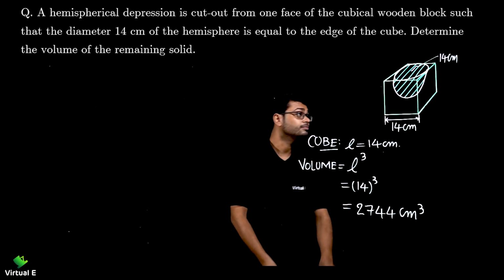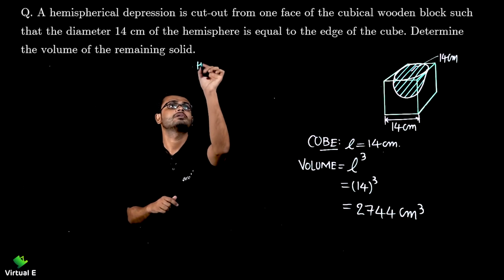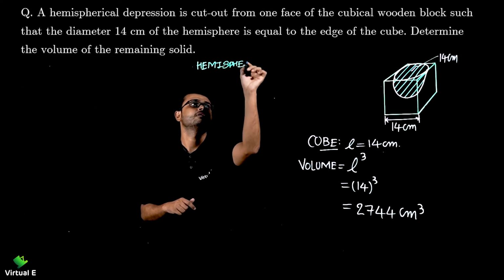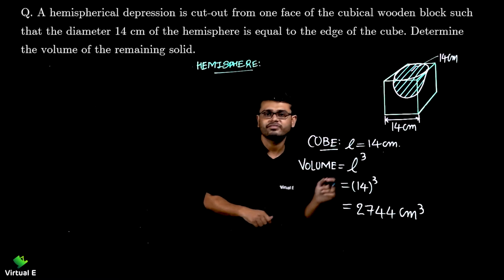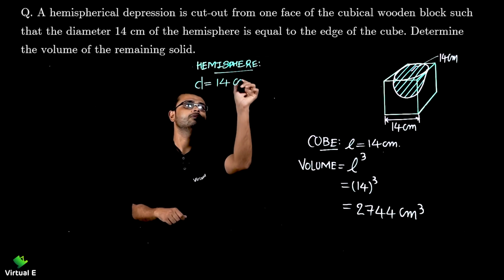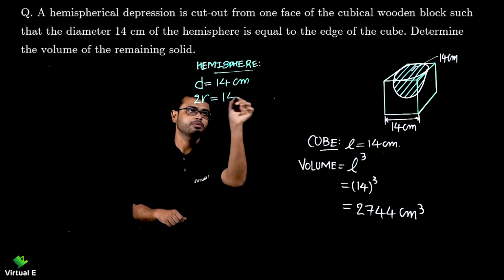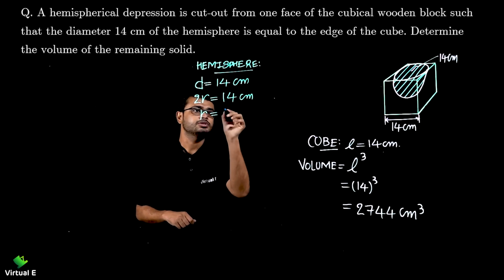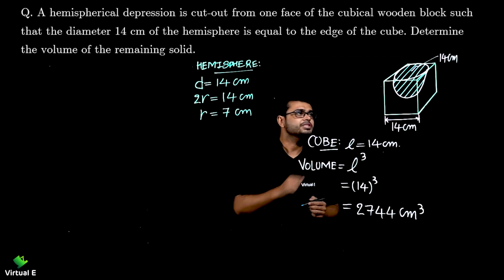Now let's find the volume for the hemisphere. For that, the diameter is given as 14 centimeters. So let's start from that relation. Diameter is equal to 14 centimeter. Now diameter is 2 times radius. So radius will be 14 divided by 2, that is 7 centimeter. Simple. Now we can get the volume of this hemisphere.